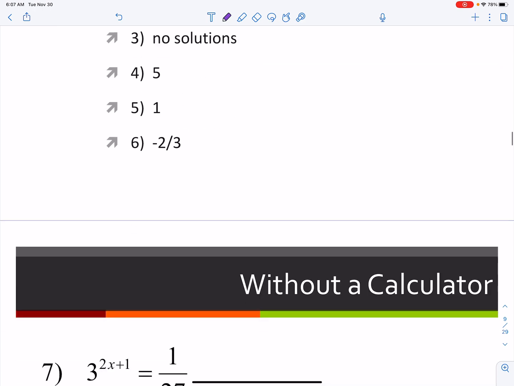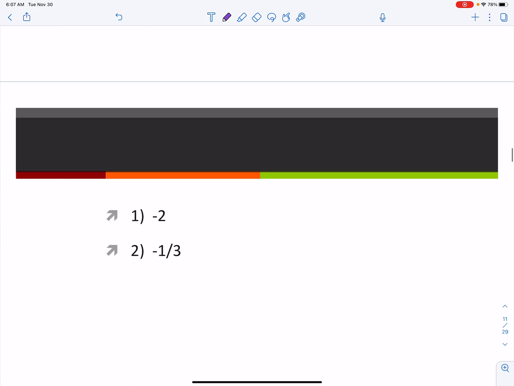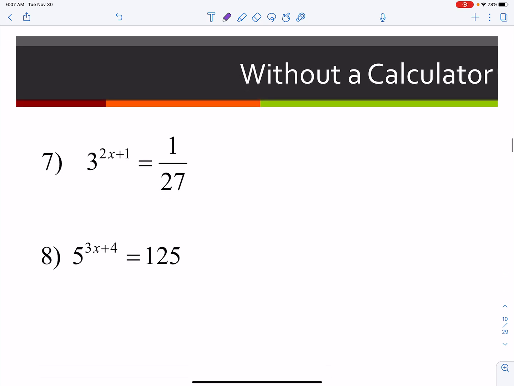Oh, there's the answer. So maybe I should do that and then you can fast forward. Yep, okay. This is also without a calculator. Okay, so hit pause and do it, and then I'll show you the answers, and then you can fast forward to the next ones if you get them right. I didn't realize the answers were there. Pause.